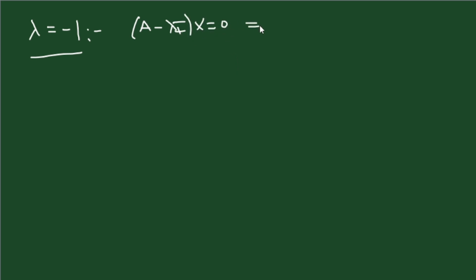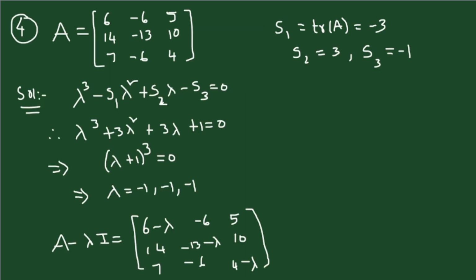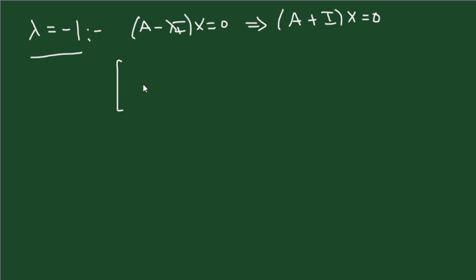You put lambda equal to -1, you will get (A plus I) into x equal to 0. Simply you substitute lambda equal to -1 in this matrix. What you will get is [7, -6, 5], [14, -12, 10], [7, -6, 5].